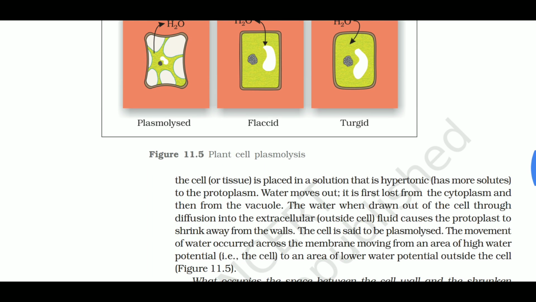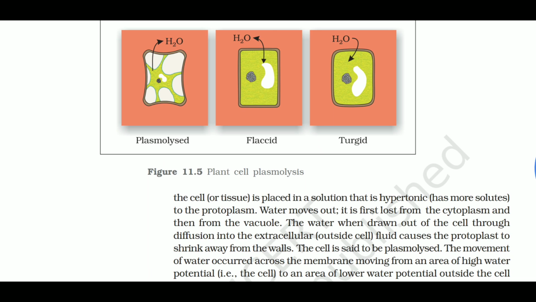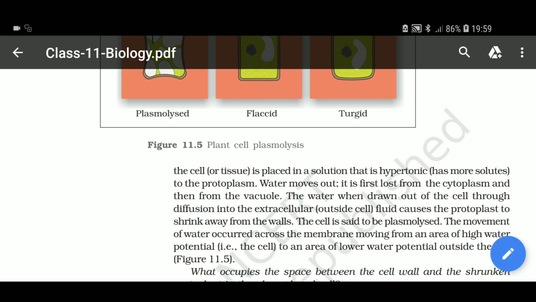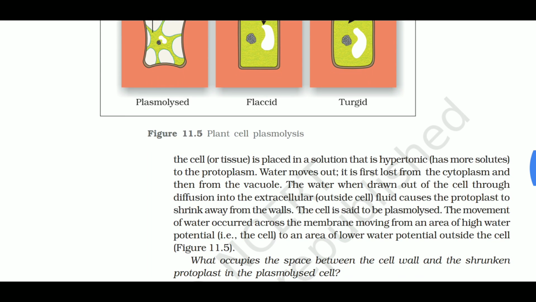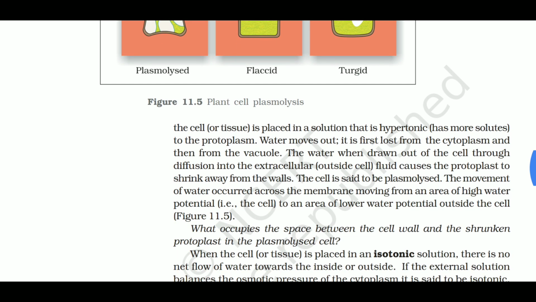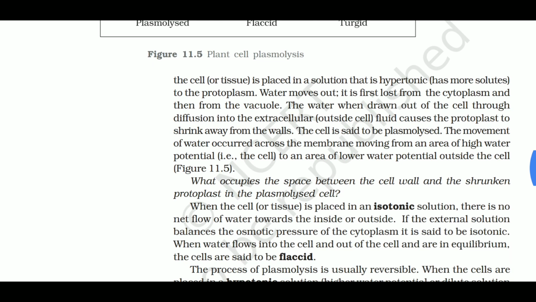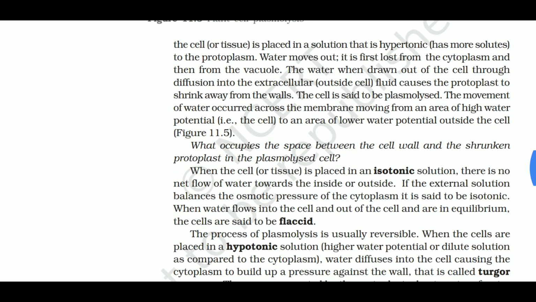Coming to the first picture, this plasmolyzed cell occurs when the cell is placed in a hypertonic solution. The water inside the cell moves outside into the external solution, so now it is shrinking. The water moving out is first lost from the cytoplasm and then from the vacuole. The water drawn out of the cell through diffusion into the extracellular fluid causes the protoplast to shrink away from the walls. So the cell is said to be plasmolyzed.